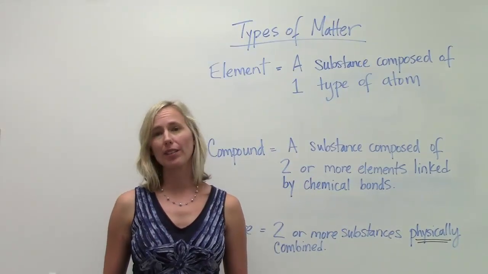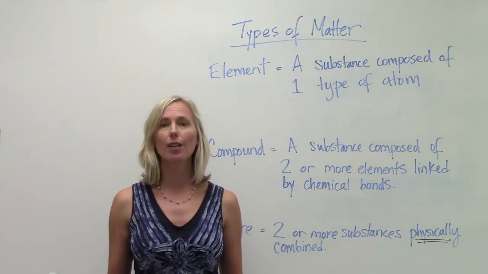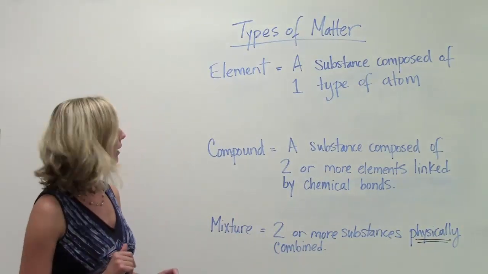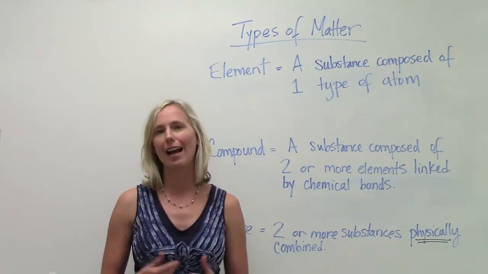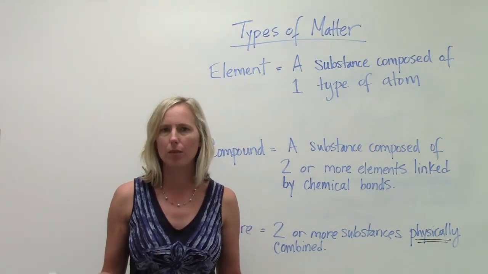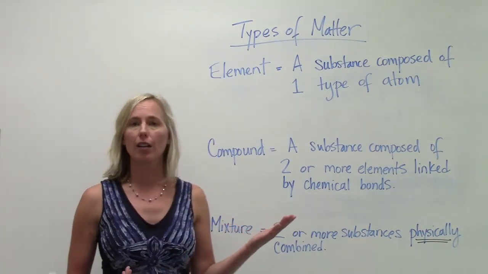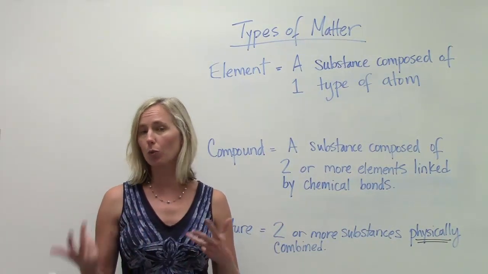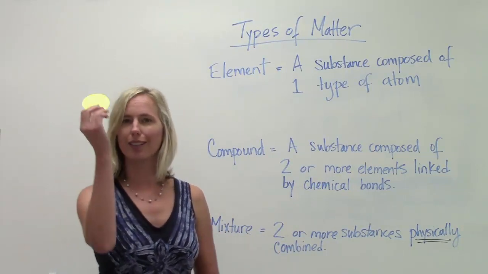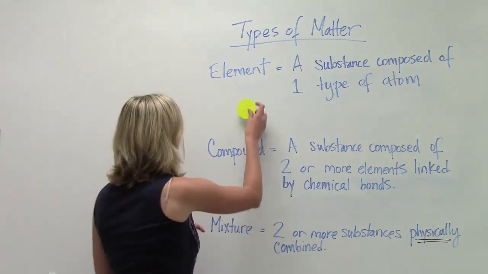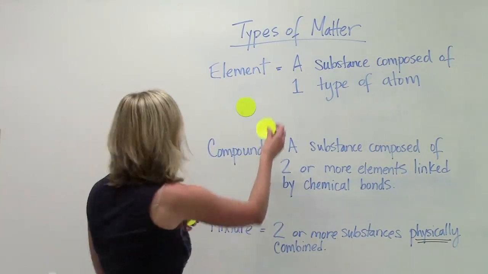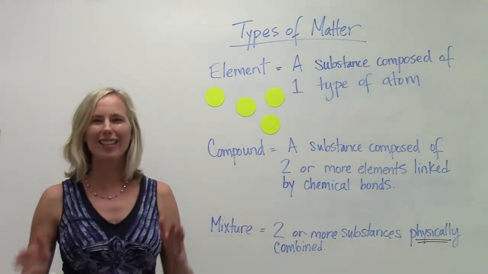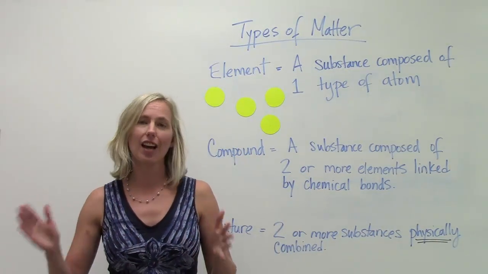Now that you understand the basic building blocks of matter, let's talk about what we can make out of atoms and molecules. The first thing that we can make is called an element. I'm sure you've heard about an element before, but what does it mean to be an element? The definition for an element is a substance composed of one type of atom. So to represent that, we're going to use, let's say, these yellow atoms. Notice that every single atom is identical.